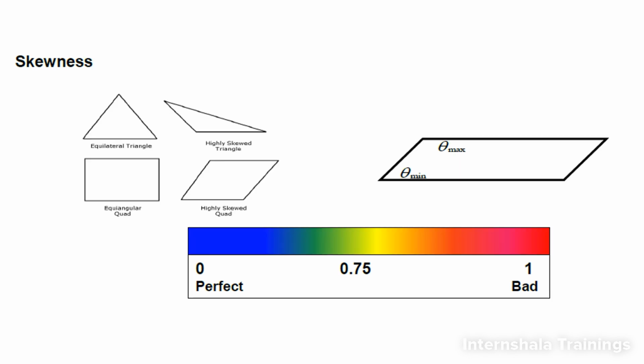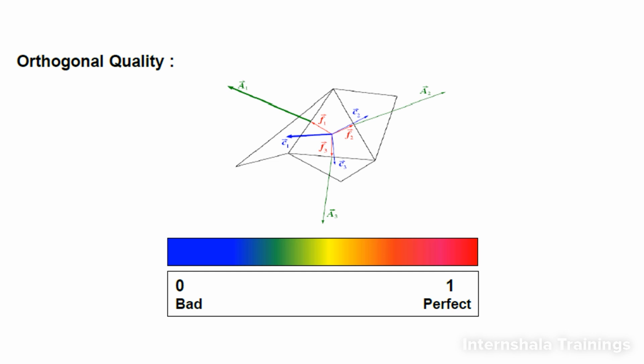The next parameter is known as the skewness. It ranges anywhere from 0 to 1. If you have any value ranging from 0 to 0.5, you are going to have a good mesh. Then if it crosses 0.5 to 0.7 it is okay, but if it crosses 0.7 you are going to get a low quality mesh. The next parameter is known as orthogonal quality. If you want a good mesh, this value should be nearer to the 1 mark rather than nearer to 0. If you have an orthogonal quality nearer to 0 then you are going to have a low quality mesh.